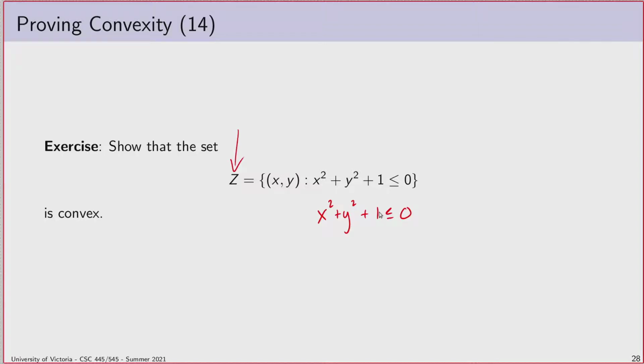If we rearrange the equation, it might be more obvious why there's something funny going on here. If I move the plus 1 over here, what I'm saying is I want all points where x squared plus y squared is less than or equal to -1. And you might remember that with real numbers, I would not expect either of these two things to be negative. And therefore, there actually are no points in Z. So just to be clear, the size of Z is 0. And then the exercise is to show that that's convex.